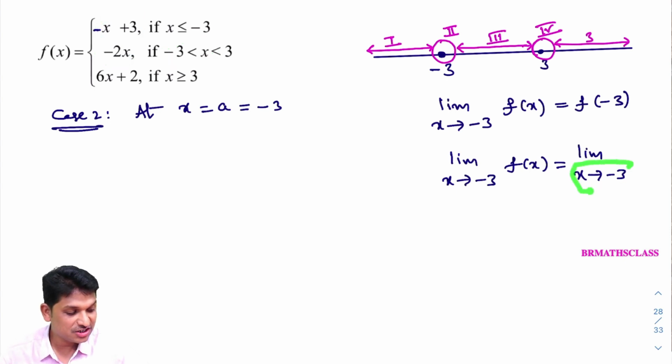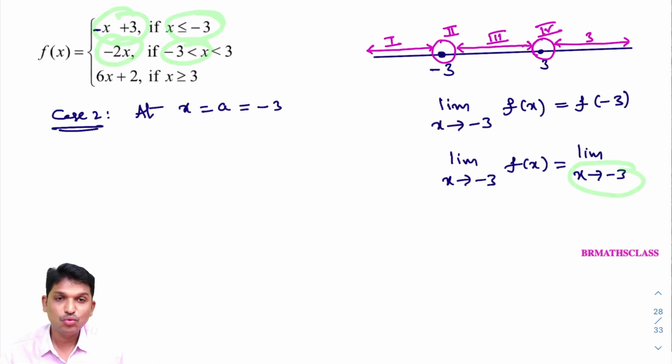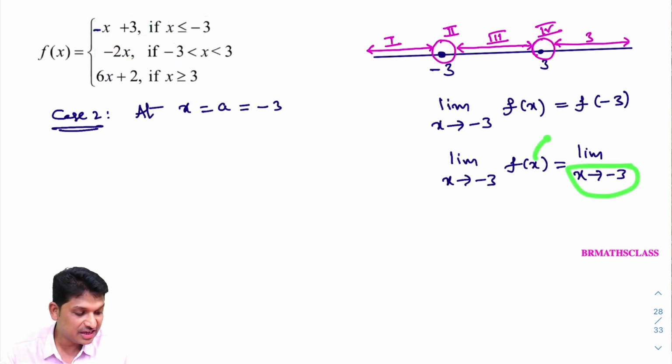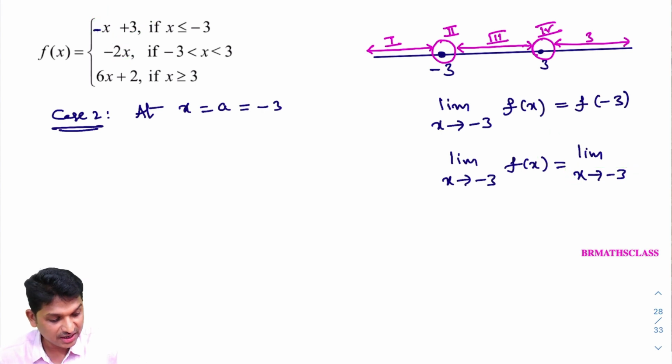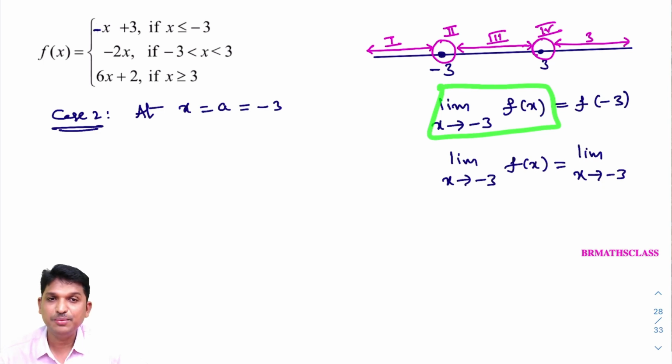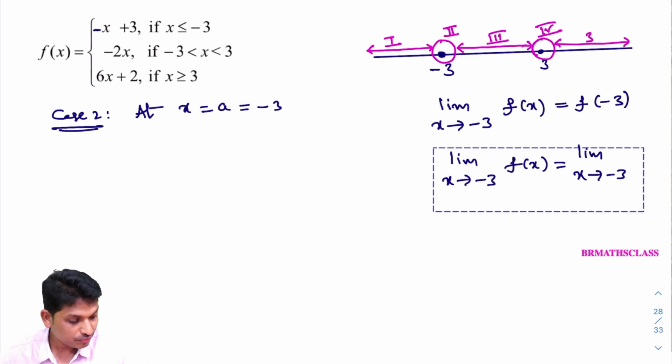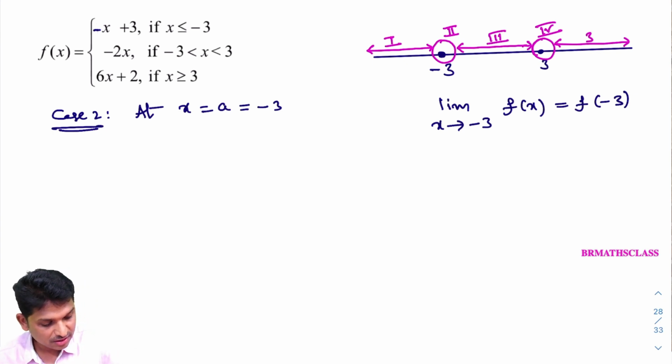So here, what function to choose? Confusion is there. When x value is less than minus 3, first function. When x value is greater than minus 3, then second function. Here, my question is, when x approaches minus 3, which function to write? This first function or second function? Confusion is there. To avoid this confusion, calculating left hand limit and right hand limit is the best solution. So for this problem, I'll calculate left hand limit as well as right hand limit.